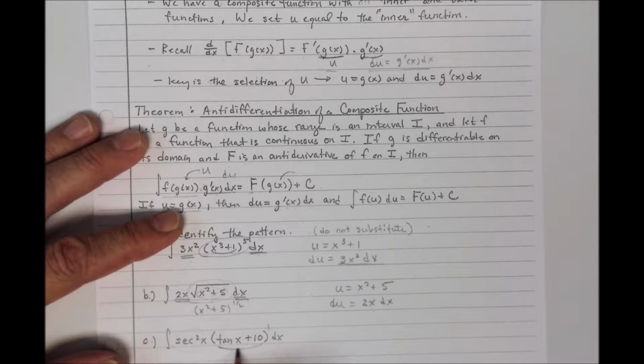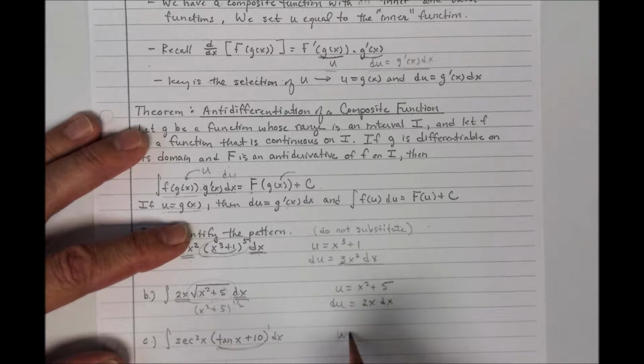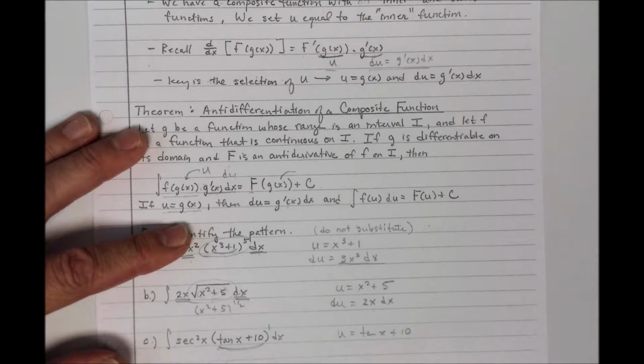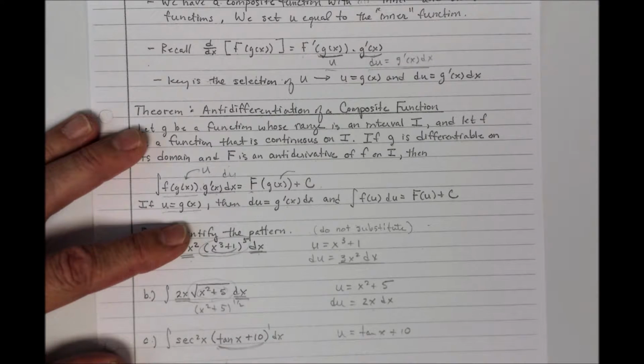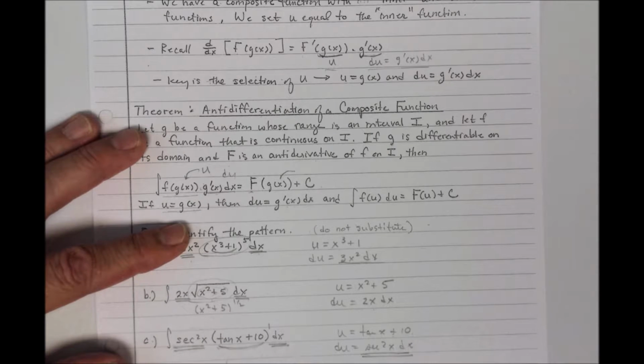However, if this is my u, the tangent of x plus 10, and it's going to take some practice to get good at this, then my du would be the derivative of the tangent of x plus 10, which is secant squared x dx, and that is all here. So it has to be set up.